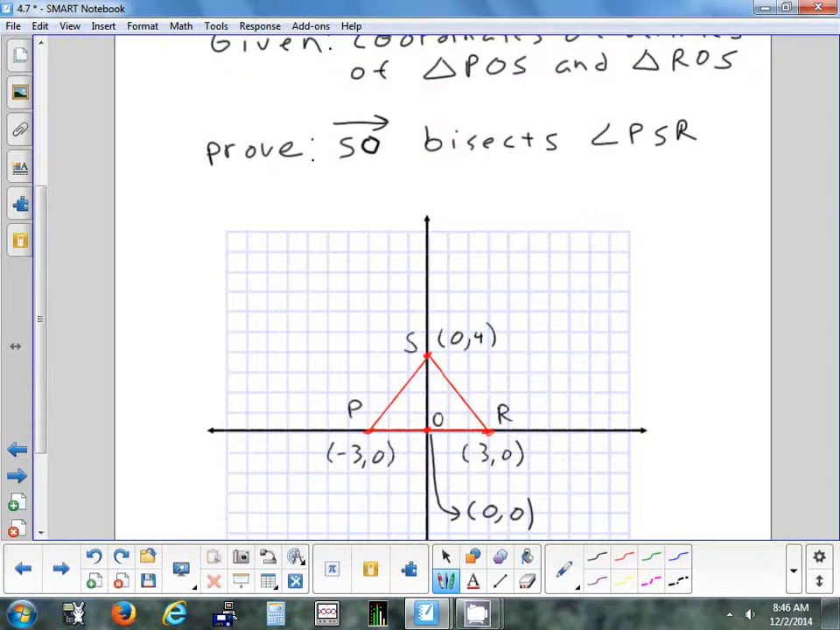Right, if you look at angle PSR, which is the top vertex of that red triangle, you've got to prove that each angle on each side is equal, that it's congruent. If what's on the left is congruent to what's on the right, then you've cut it exactly in half. How could we go about doing that? How can we prove that those angles are congruent? What do you think we could show first?